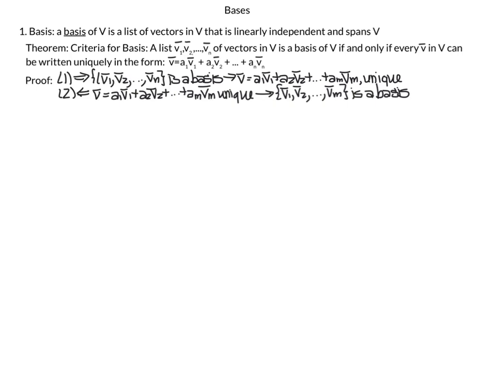And let's just take another look at this. What does this say? That a list of vectors is a basis if and only if every vector has a unique representation. So that's kind of an interesting theorem, but I have to tell you, it doesn't come up a lot, but it does, I believe, come up in the proof of our next theorem, maybe.